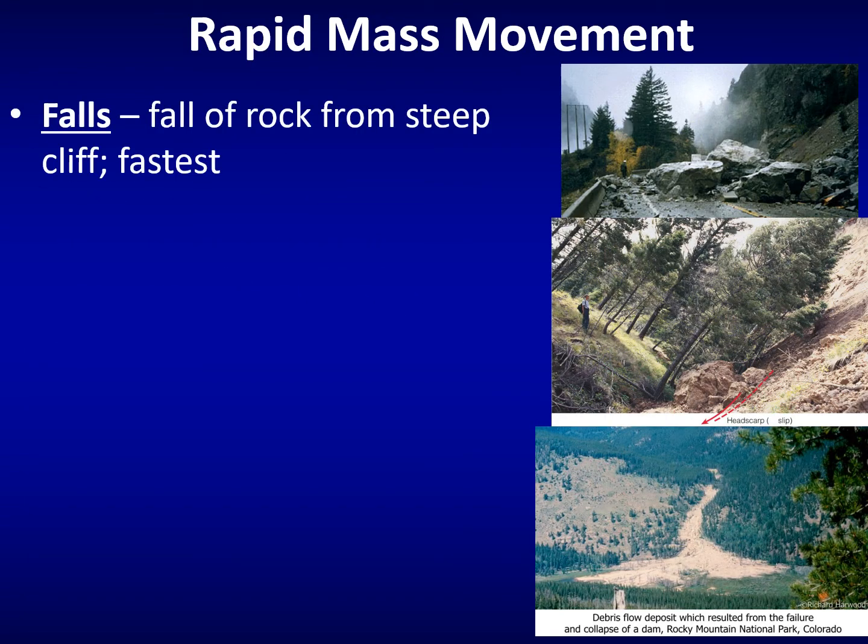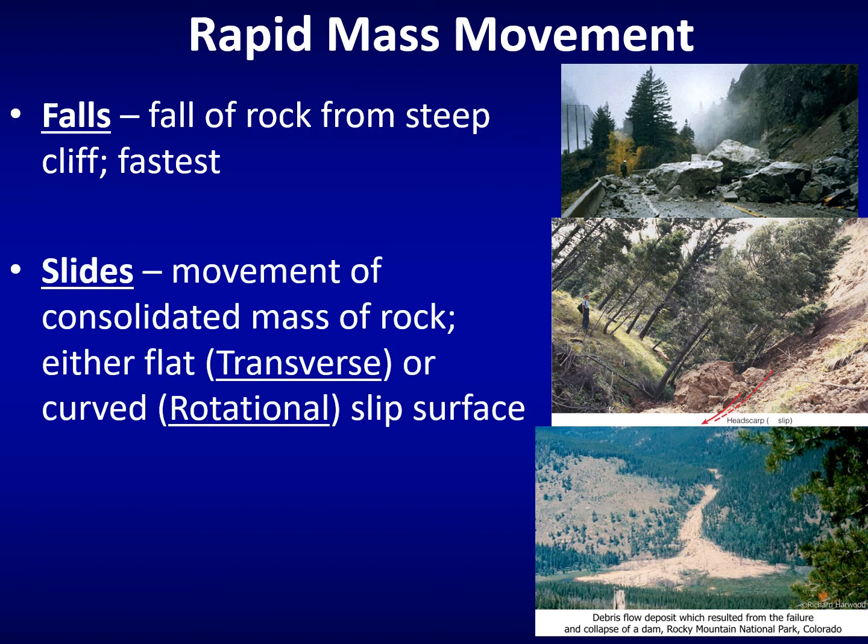Rapid mass movements are classified as falls, which are self-explanatory, and slides, where large masses of rock move together all at once, either in a flat plane, which we call translational slides, or in a rotational sense, which we call rotational slides. You can see a rotational slide head there in the picture in the middle on the right.